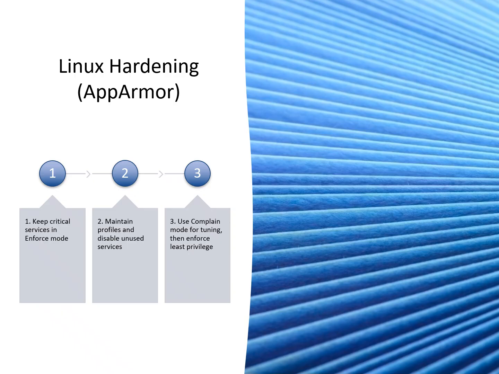And 3. Use complain mode during testing. When rolling out new services, run in complain mode to generate logs, then switch to enforce once stable. This cycle ensures we maintain strong least privilege protections.